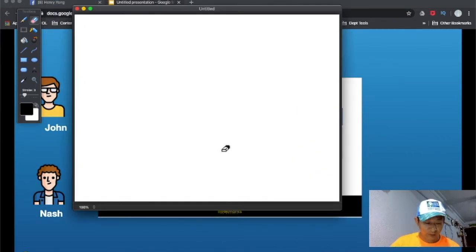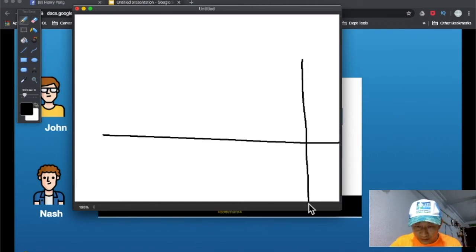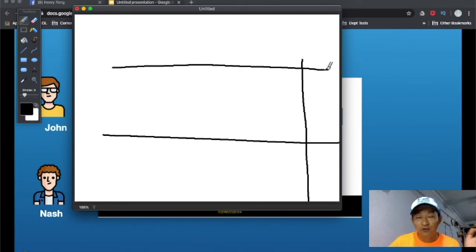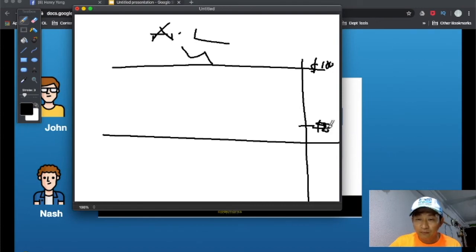So we go for the next scenario, which is the put side. Now we do the same line here, and because this is the put option, we expect the stock will be going down. We are using the same Apple stock. The current price is $100. Let's say I predict the price will be going down to $80.